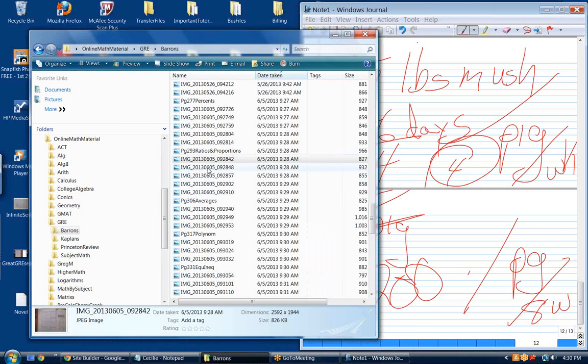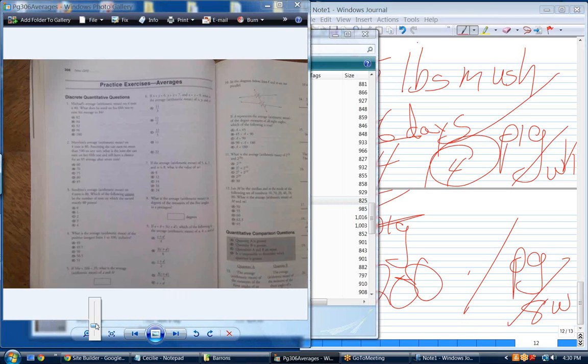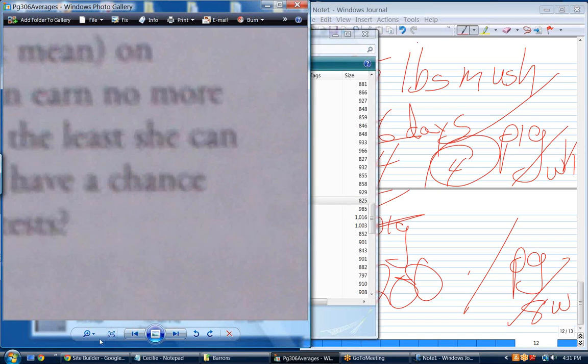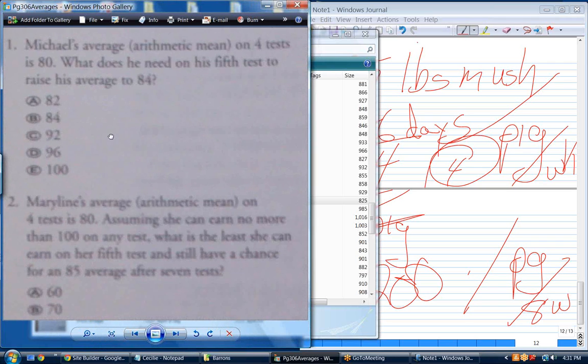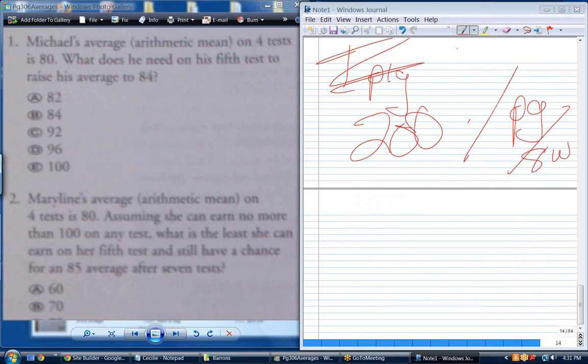Okay, let's see. We're done with ratios and proportions. Now let's look at averages. You're pretty good with averages, but oh man, you're not going to be good on this one because we're going to have a hard time seeing it. No, I guess we'll be okay. Let's at least look at them before we move to the test.